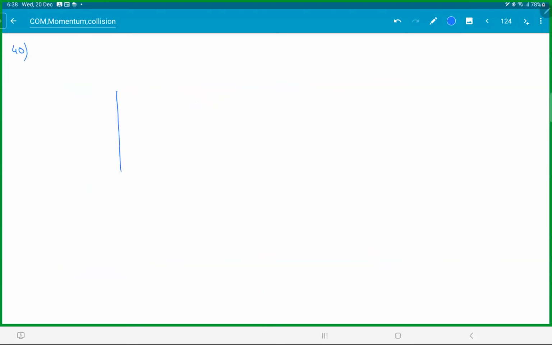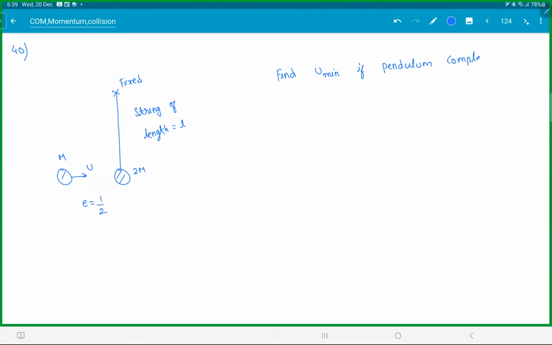Let's say another easy one. We have a pendulum, 2m, with a string of length L. Another ball of mass m going with speed u, and let's say e is equal to half. Find u if the pendulum completes a vertical circle. So after collision, the pendulum should complete a vertical circle. Vertical circular motion and collision.